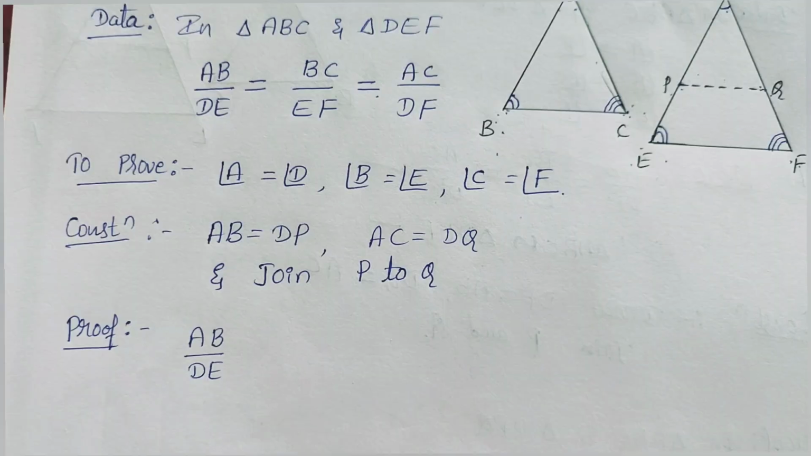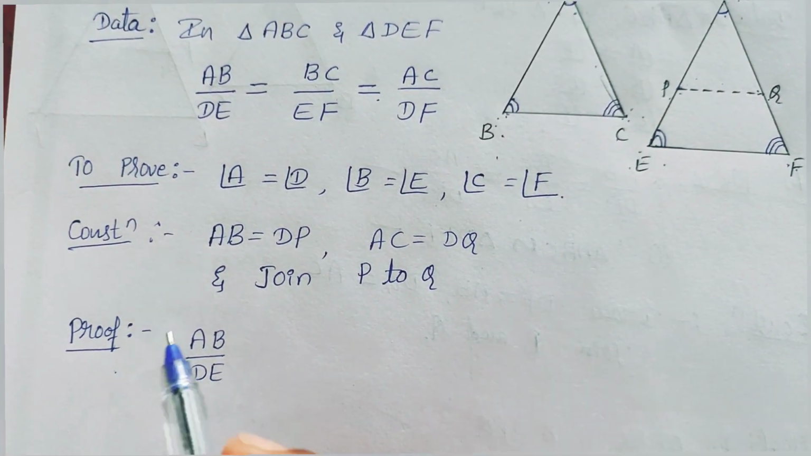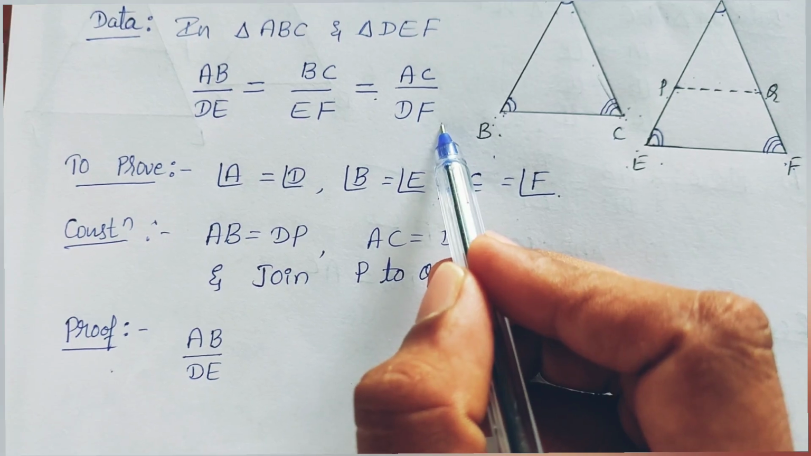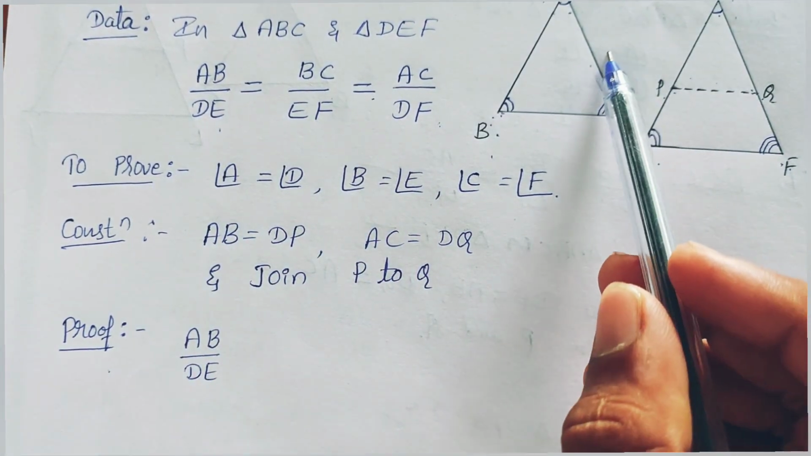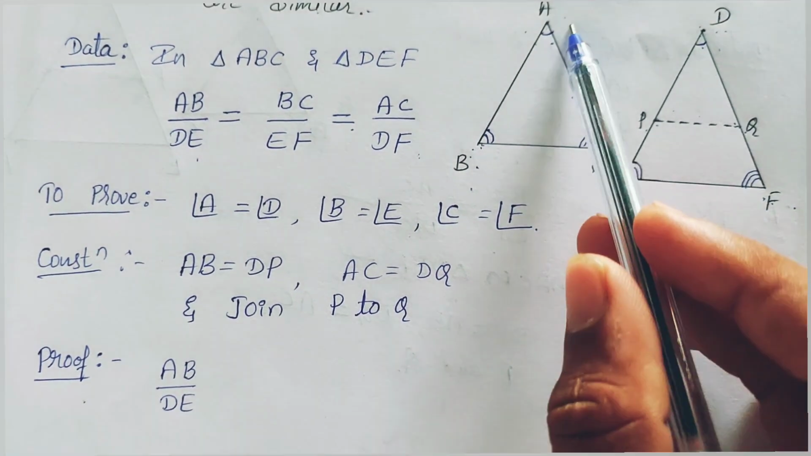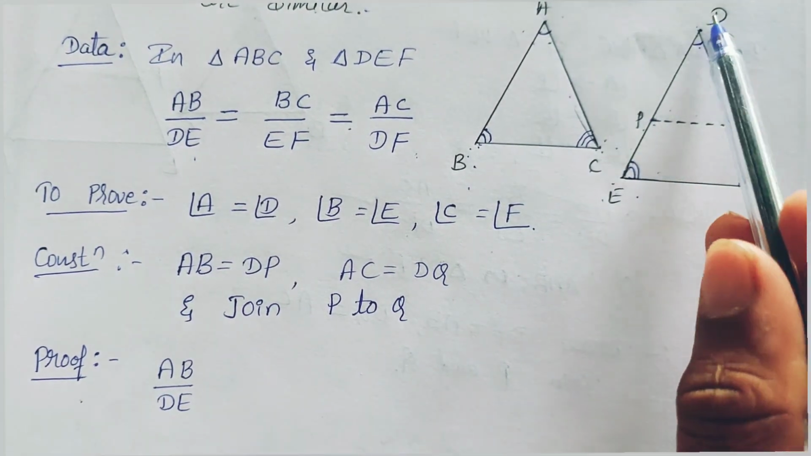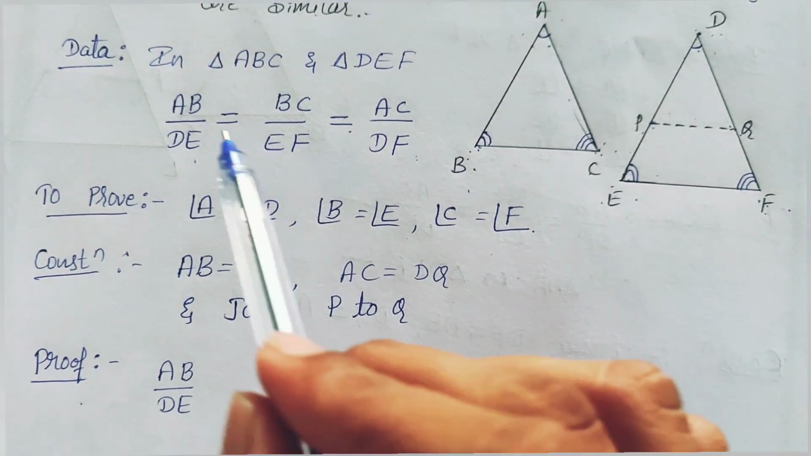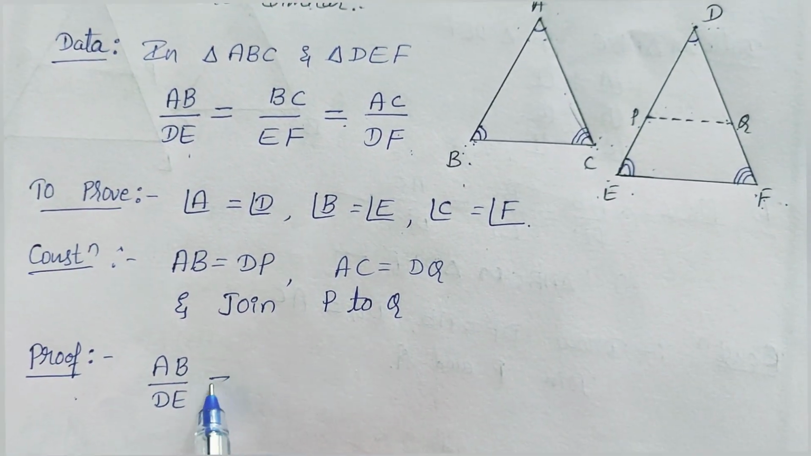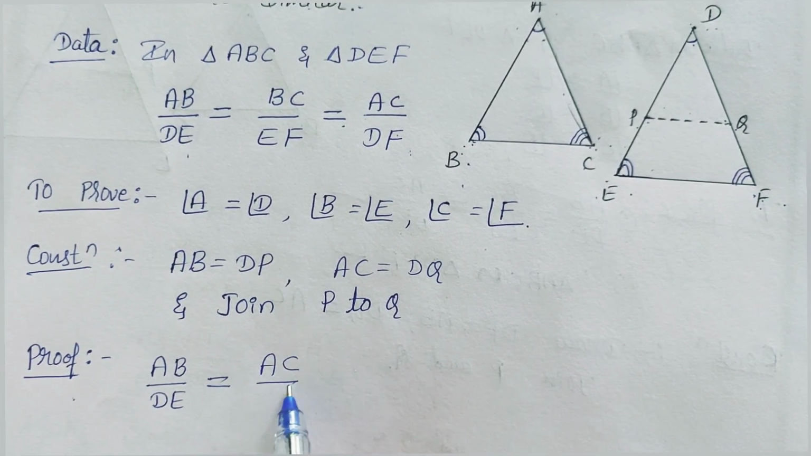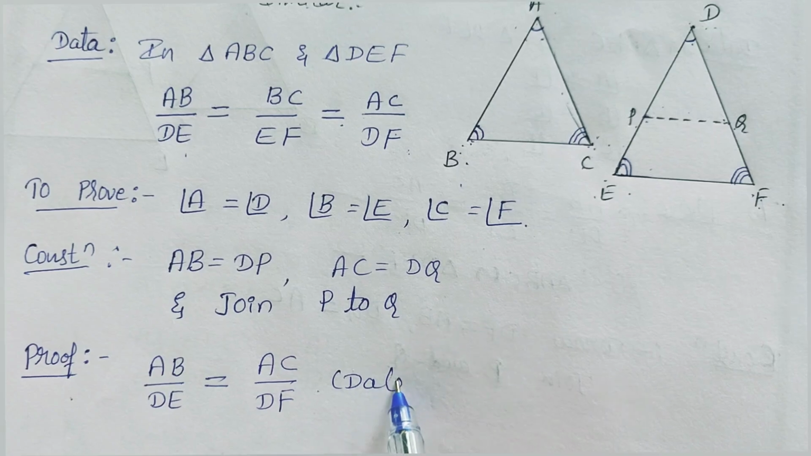We will see the next step, which is the proof. For the proof we need to take the help of the data, that is I will take AB by DE. You can observe the figure here, AB divided by DE and AC divided by DF. We can take only these two things, that is AB by DE is equal to AC divided by DF. This is from the data. We have taken this from the data.